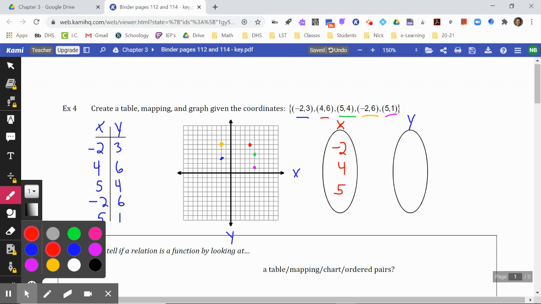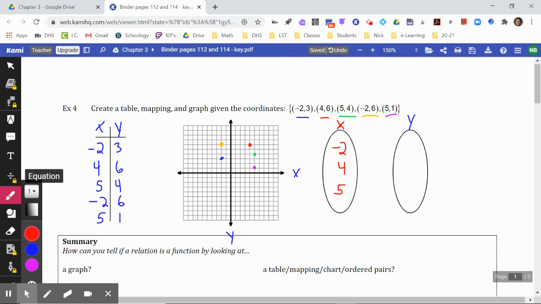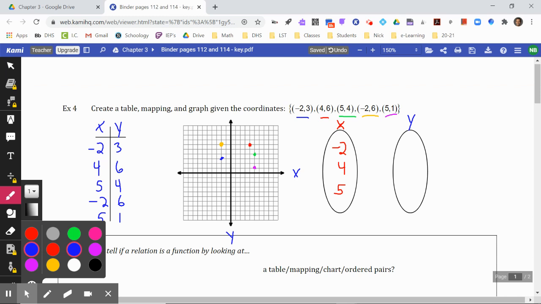All right, so now I'm going to do the same thing with my y values. Again, I'm going to list them in order from least to greatest. So it looks like my smallest value is 1. Then I'm going to go to 3. And then I've got 4. And I've got two 6s, but again, we're just going to list one of them. All right, now I'm ready to connect my elements here, right?